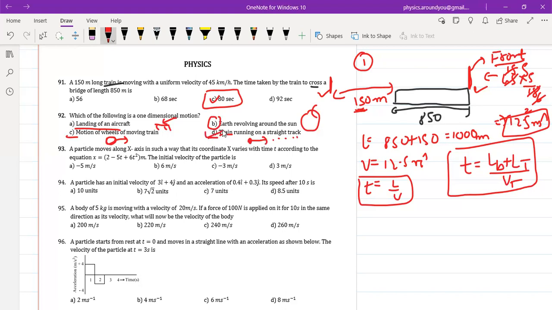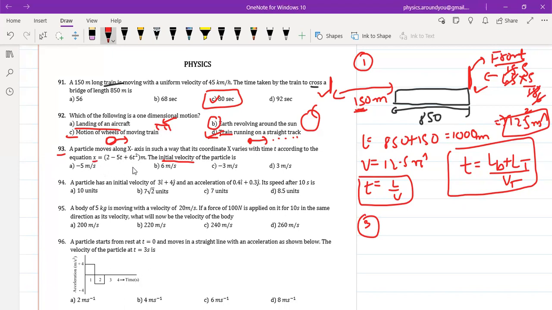92 goes with D. The origin of these questions is the NCERT textbook itself, as every NEET question is. So 92 goes with D. What about the 93rd one? Given x, how will I find initial velocity? A quick approach for this is that I see x and t are related as quadratic.